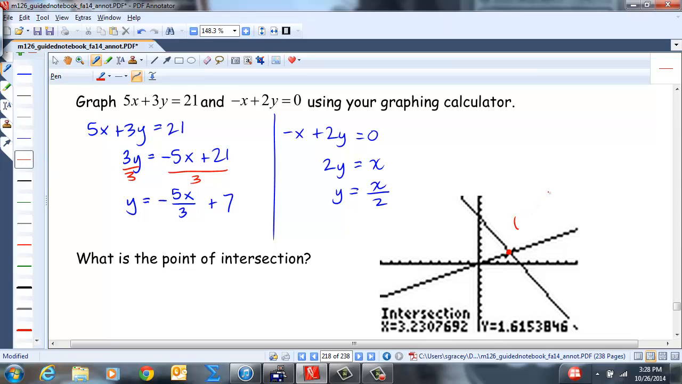It's the ordered pair, let's go to the nearest hundredth. So approximately 3.23, comma 1.62. All right, so we'll just rewrite it over here.